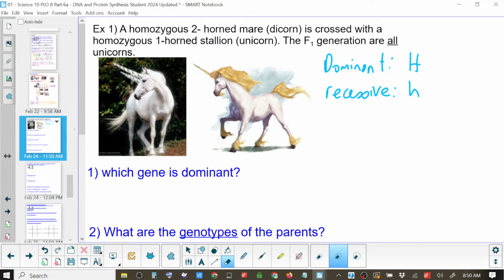Which gametes from the parents? So this is the first parent. What gametes from the parents? What does that mean? What would the gametes be that you get from the parents? What is a gamete? You just did it on the previous page. A homozygous 2-horned mare is crossed with a homozygous 1-horned stallion. What's the F1 generation?